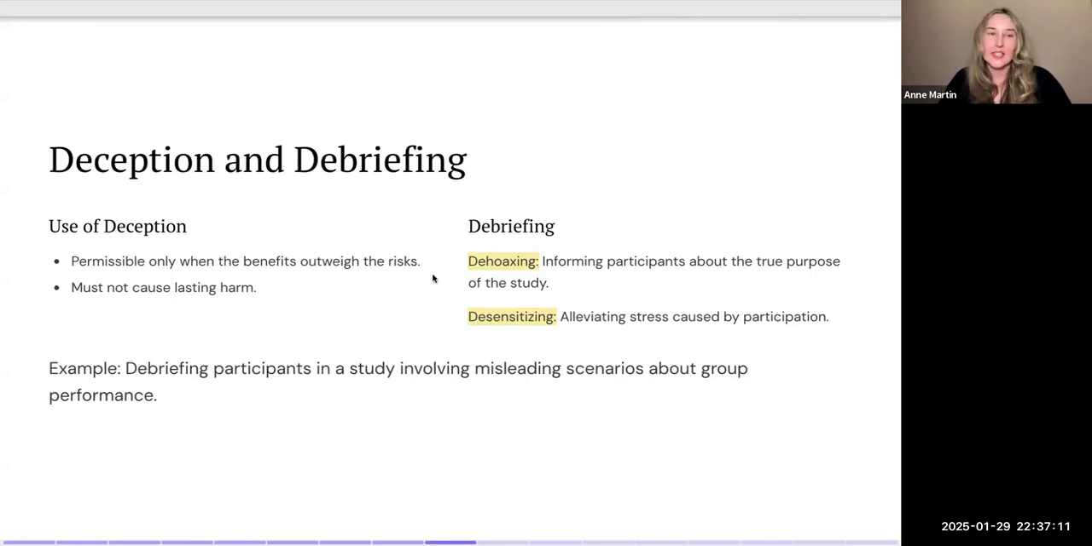So after a study is completed, if the researcher used deception, they are expected to debrief, and they go through what we call dehoaxing, which is when you inform participants about the true purpose of the study if you used deception. Now, debriefing is also important in studies that involve sensitive information. If participants are talking about a topic that's particularly emotional or traumatic for them, it's important that, of course, they know what it's about in that case and they've agreed to participate. But even though informed consent has been gained, it's important that the researcher at the end debrief with the participant to help alleviate any stress that was caused by participating.